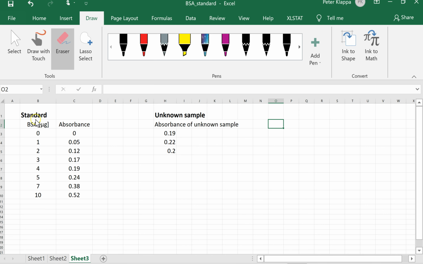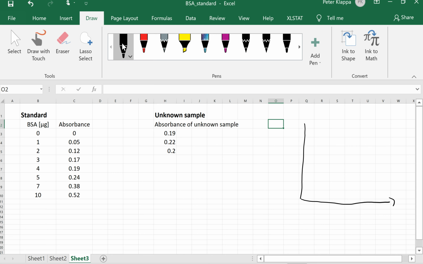So what we do is we usually prepare a standard with known concentrations and we measure the absorbance of these standard samples. And from these absorbances and the correlation between the known protein samples and their absorbance, we can then try to figure out what is our unknown substance. So basically what we want to do is we want to create a standard curve.